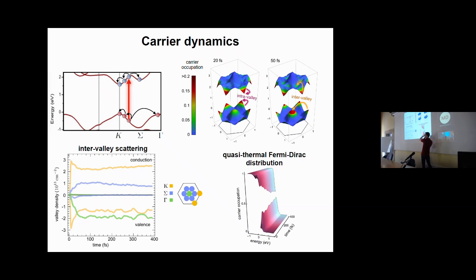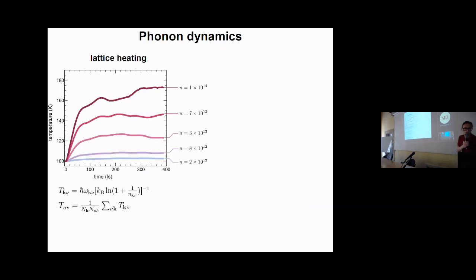But as time flows, you see that the system relaxes to a quasi-thermal Fermi-Dirac distribution. So, what about phonon dynamics? Phonon dynamics is very useful, for instance, if we want to simulate the heating of the lattice.